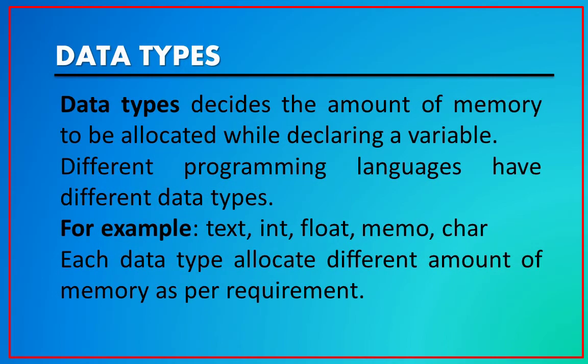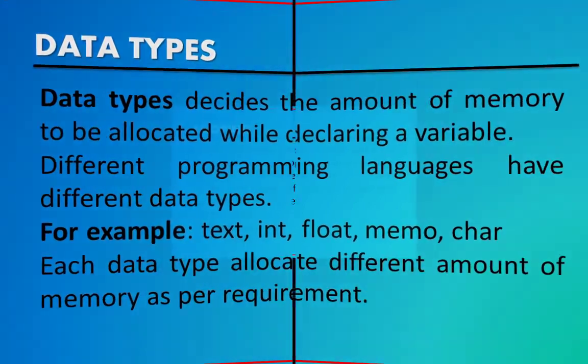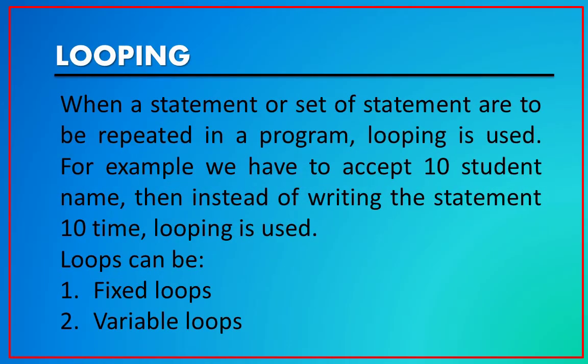The space allocated to the variables is according to the data types. It means the data type decides the amount of memory to be allocated while declaring a variable. For example, text, int, float, memo, character. These are some data types.